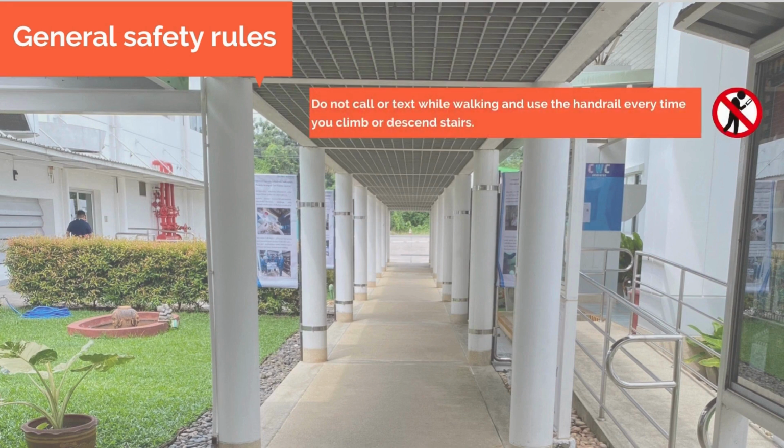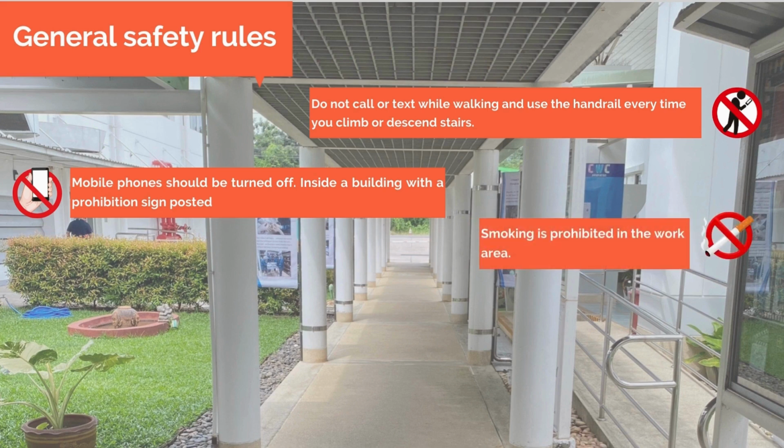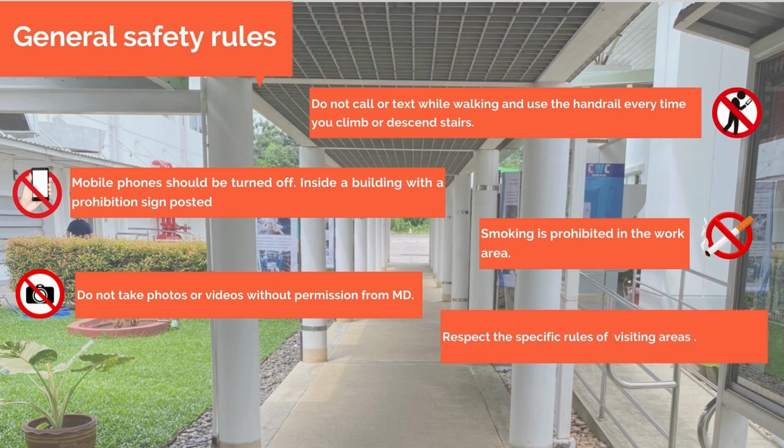Do not call or text while walking, and use the handrail every time you climb or descend stairs. Mobile phones should be turned off inside a building with a prohibition sign posted. Smoking is prohibited in the work area. Do not take photos or videos without permission from MD. Respect the specific rules of visiting areas.